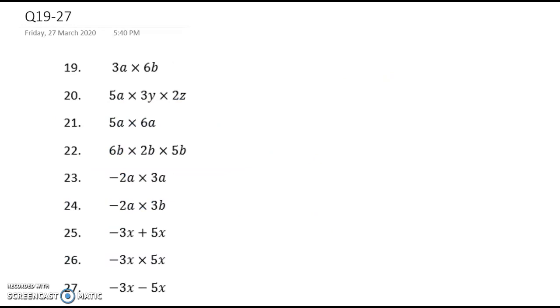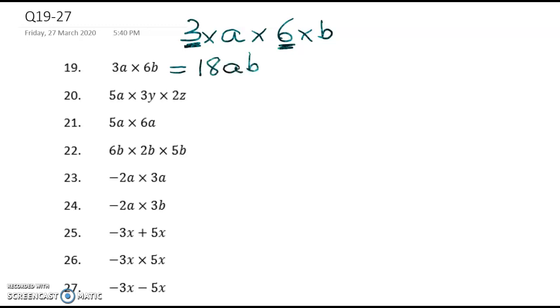Now we're back to multiplication. So 3a times 6b, we could write out like this, 3 times a times 6 times b. And that's one of the ones we did earlier. And when we see it like this, we realize that of course we can combine the 3 and the 6. Right? We multiply those to get 18. So it's 18ab.